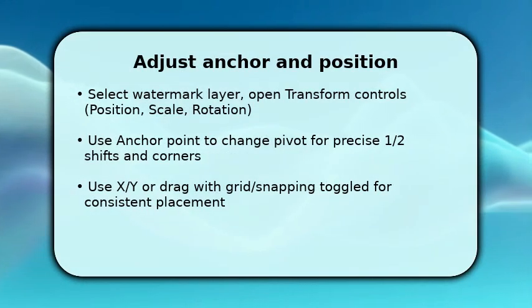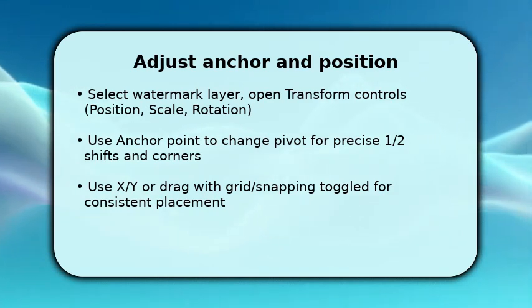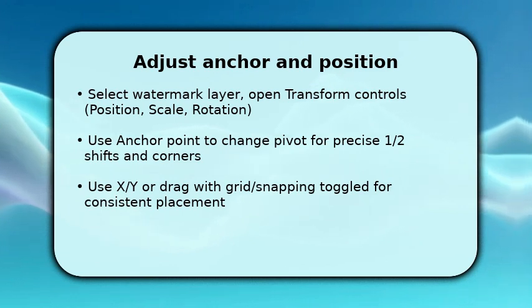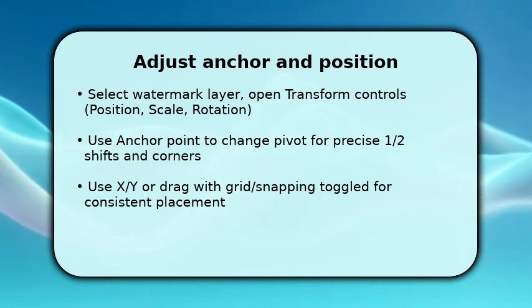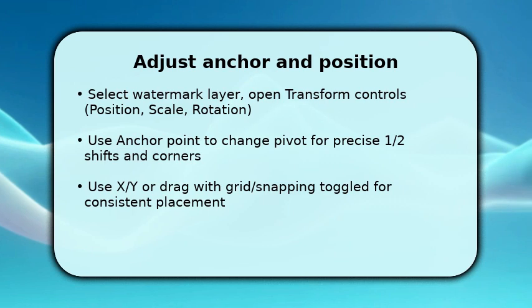With the watermark layer selected, open the transform controls to access position, scale, and rotation. These are the tools you will use to move it. Change the anchor point if you need the watermark to rotate or expand from a specific corner. This gives cleaner, predictable movement.